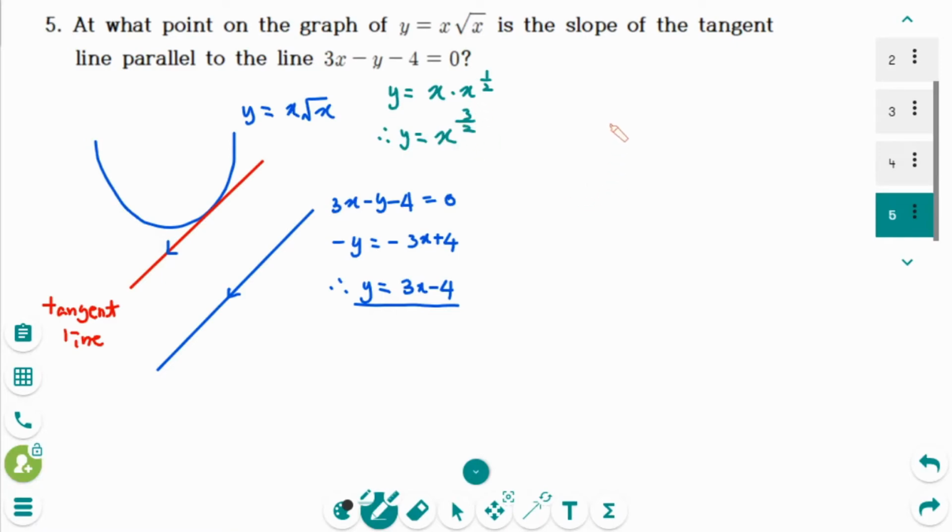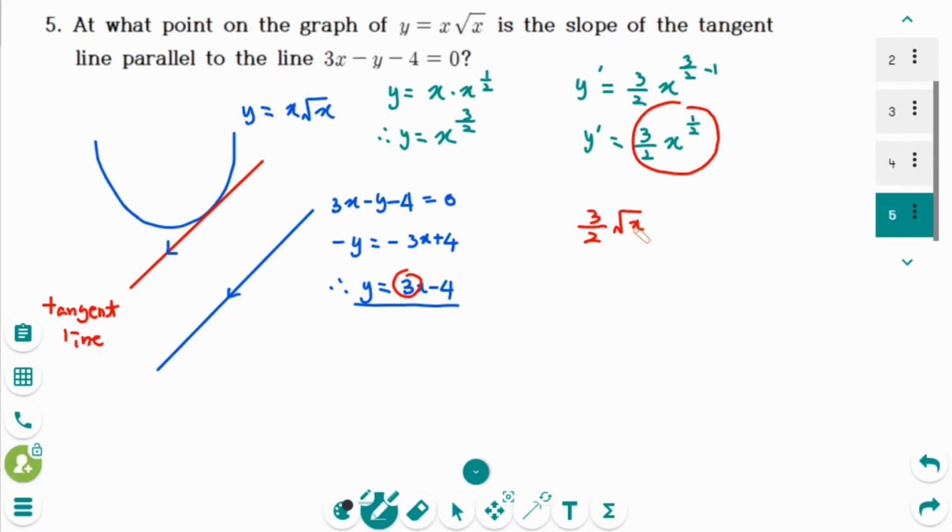The slope of the tangent line is y prime equals 3/2 times x to the power of 3/2 minus 1. So 3/2 times x to the power of 1/2. The parallel line has a slope of 3, so the tangent line has a slope of 3. So 3/2 square root of x equals 3. Square root of x equals 3 times the upside down 2 over 3, cancelled. So square root of x equals 2, then x equals 4.